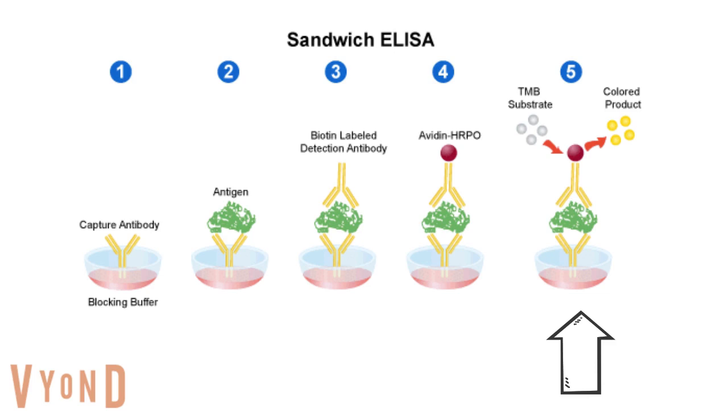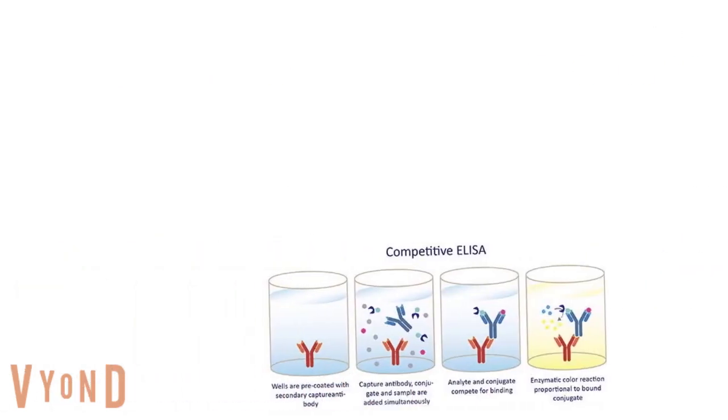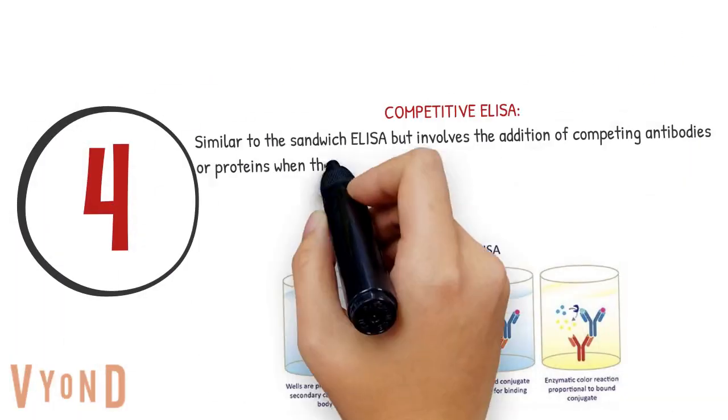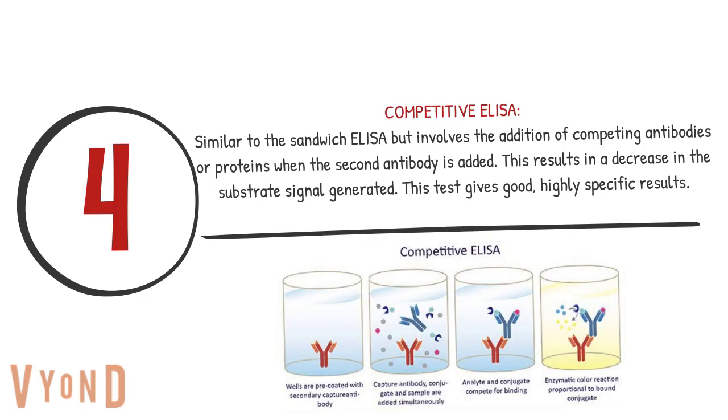And the final test we will be discussing is competitive ELISA. Similar to sandwich ELISA, but involves the addition of competing antibodies or proteins when the second antibody is added. This results in decrease in the substrate signal generated. This test gives good, highly specific results, so it makes the test the most used out of the ELISAs.